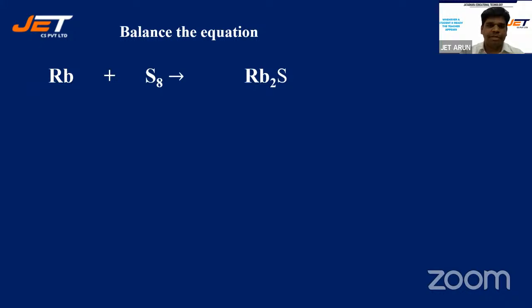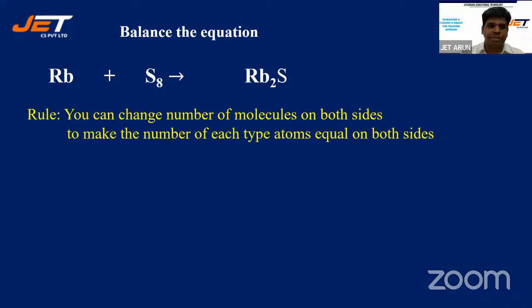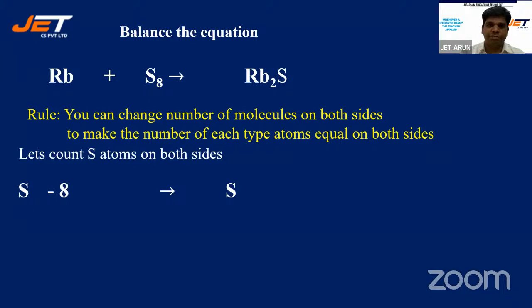All right. Rubidium sulfide. Rubidium plus S8. Rb plus S8 gives rise to Rb2S. I'll start with the rule. You can change the number of molecules on both sides. Let's count S atoms. On LHS, you've got 8. RHS, you've got 1. So I'll write 8 as a coefficient over there. Now let's count rubidium atoms.